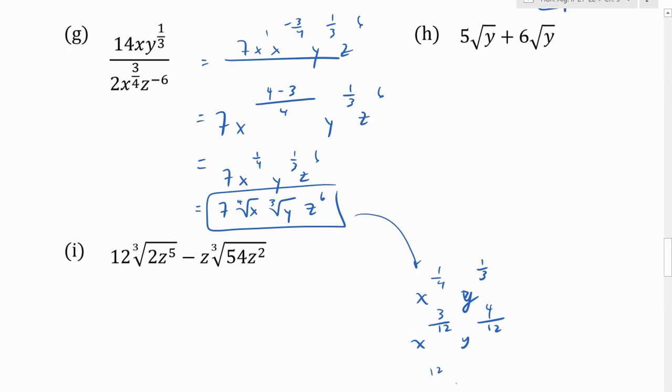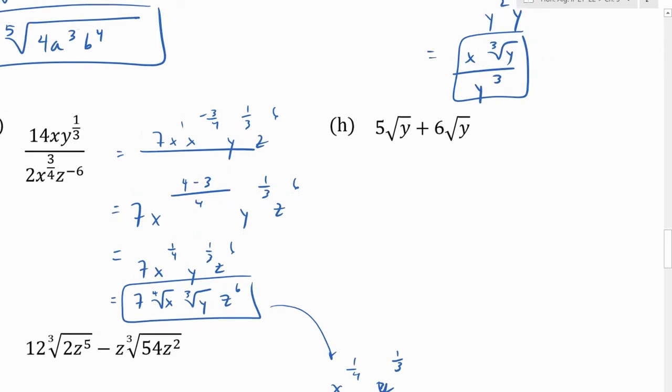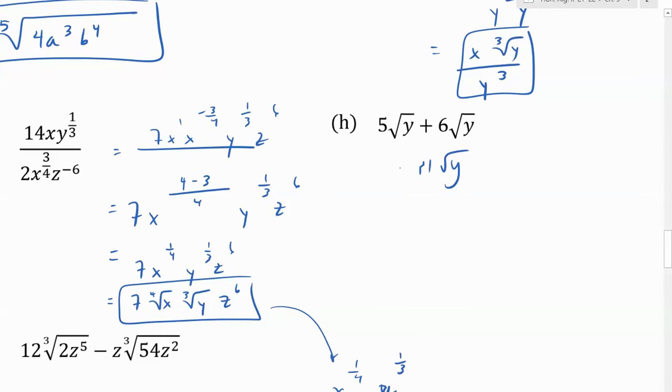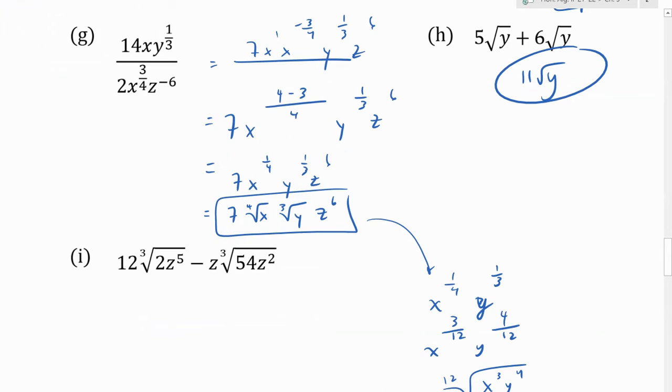So that I could make it the 12th root of x cubed y to the 4th. You'll see a lot of people do that too. Well, this one's easy enough. Oops, 11 looks weird. And then this one, let's see.